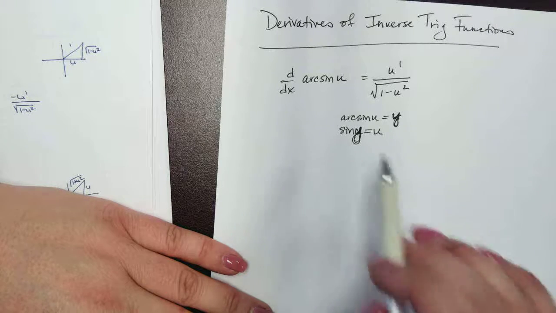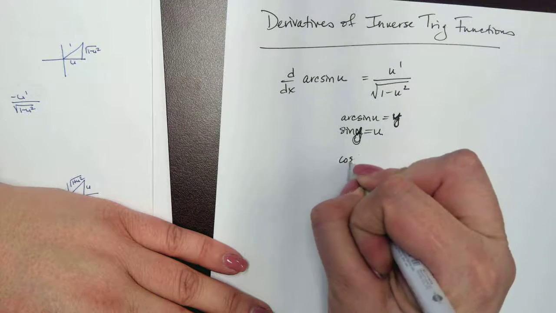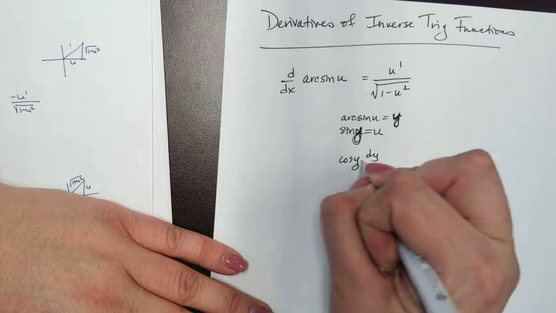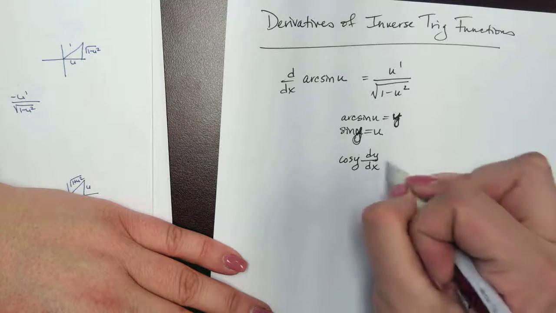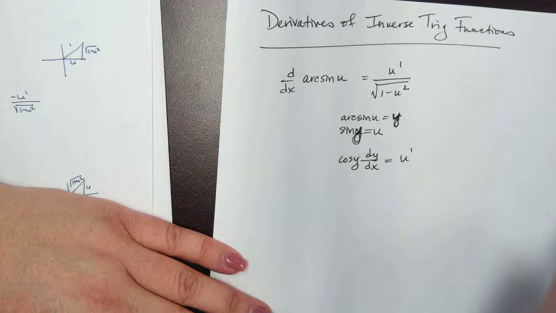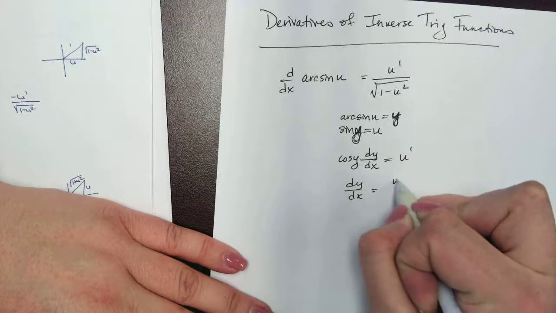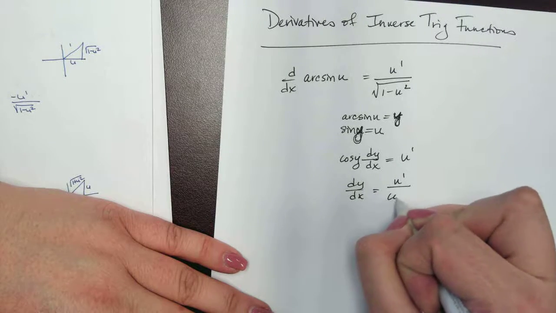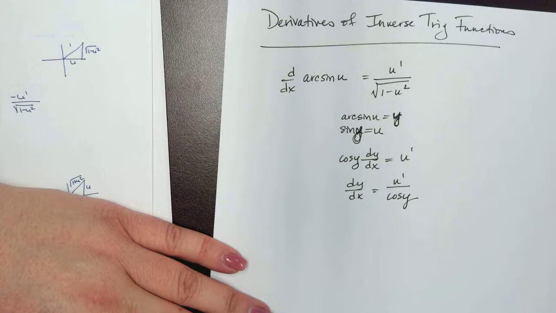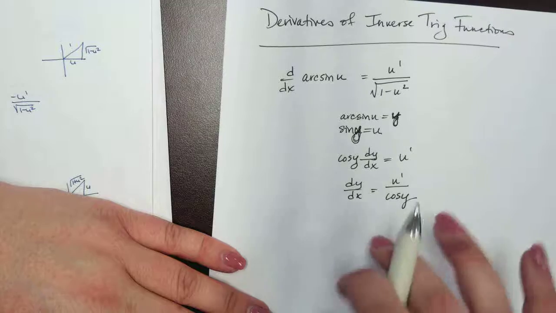the derivative of the left-hand side is what? Cosine y times dy dx, equals, on the other side, u prime. So dy dx is equal to u prime all over cosine y. All right, cosine y.